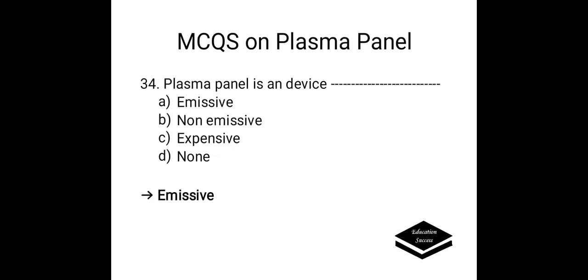Plasma panel is a device which is dash emissive. Options are A. Emissive, B. Non-emissive, C. Expensive, D. None. Correct answer is emissive. Plasma panel is an emissive device.